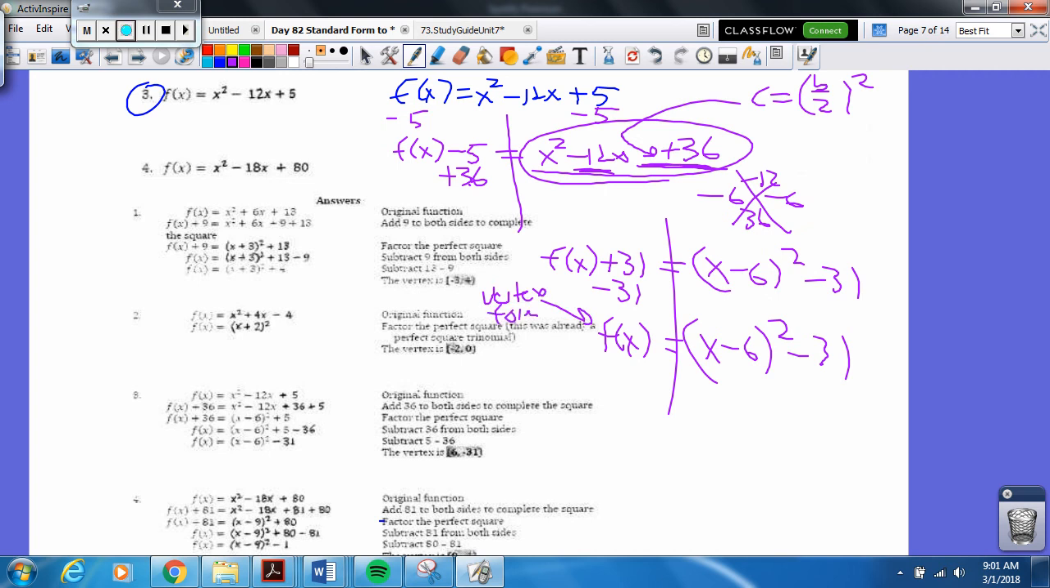What is my vertex now? So this means I'm going right 6, down 31. So there you go. 6 and negative 31, and there you go.